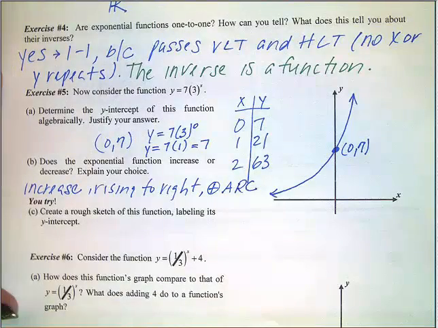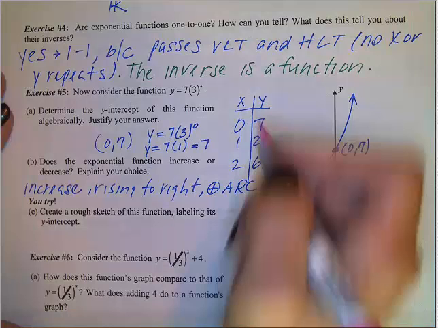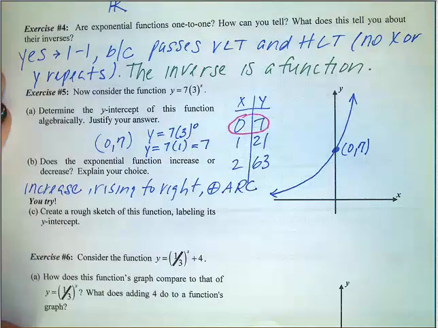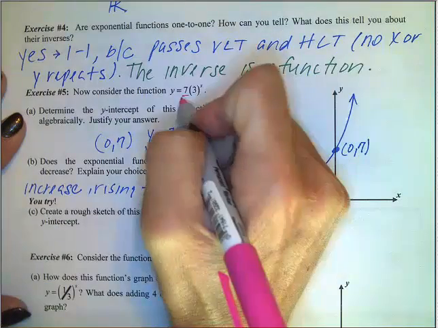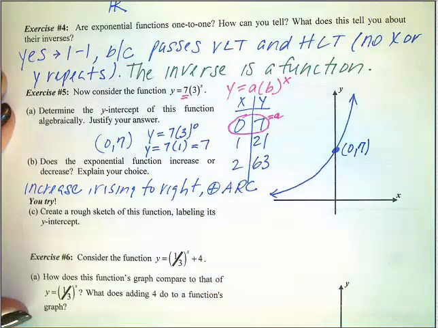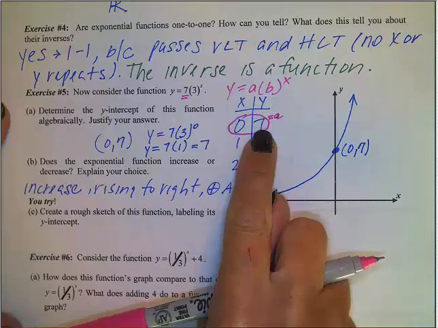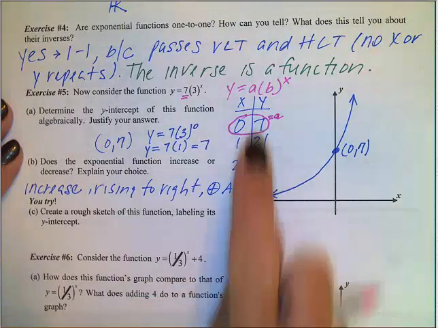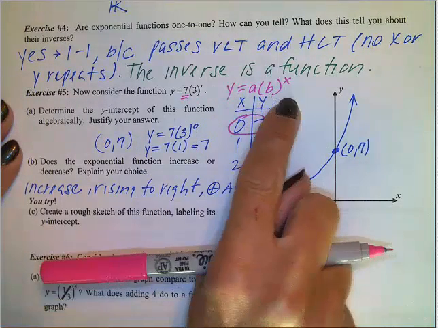Now it says create a rough sketch of this function, label the y-intercept, and I already have done that for you. Something I want you to notice, kind of previewing our next lesson when we have to write these equations. Notice when my x value is 0, my y value is the a. So this is a. Y equals a times b to the x. So my a value, my stretch or compress, is always the y-intercept when I don't have a shift up or down, okay? So we're not going to have to write these kinds of equations. Only this standard kind, a times b to the x.